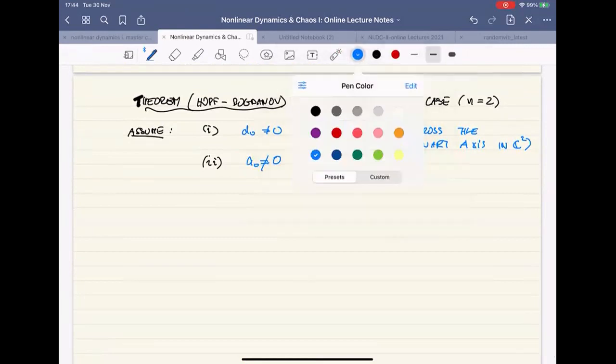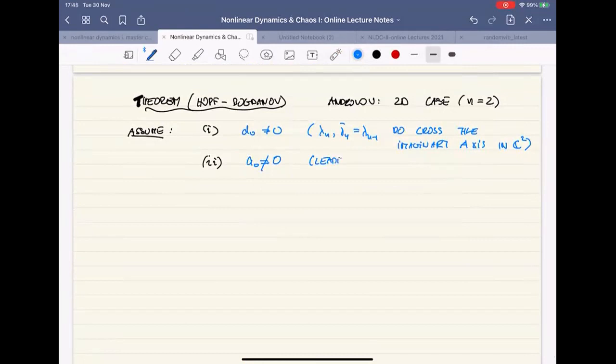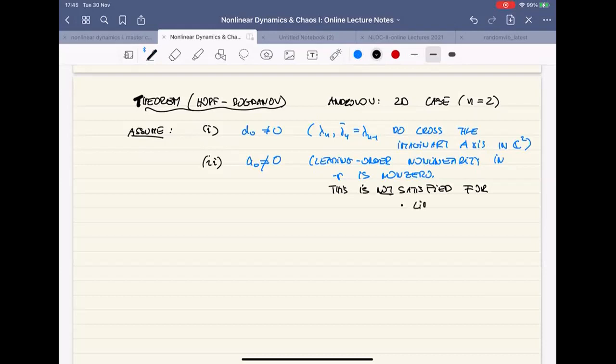So that means that the leading order nonlinearity in R is non-zero. And I just wanted you to know that this is not satisfied for one class of systems: linear systems. And if that was the only class, then I probably wouldn't even mention it, but be very much aware that there's actually another class of systems for which this is not satisfied.